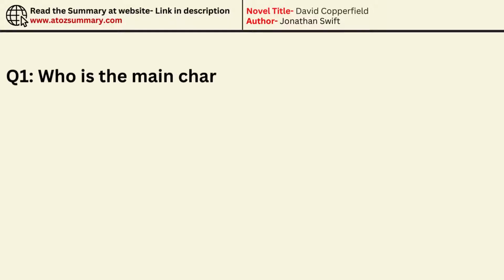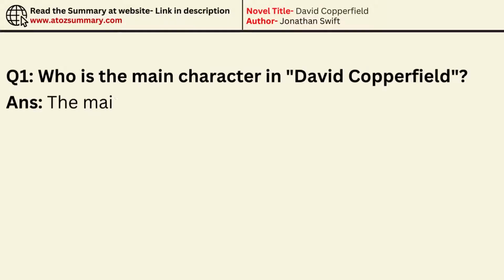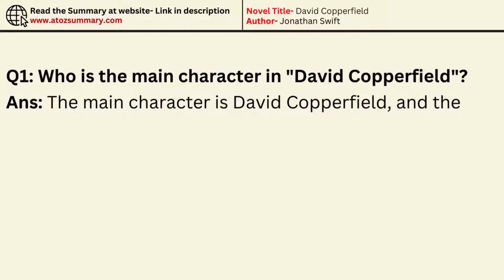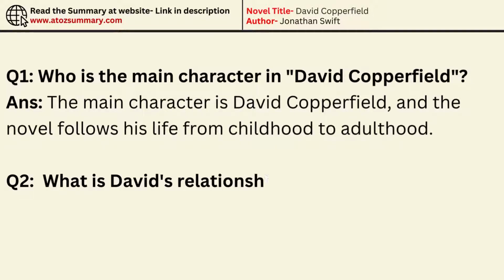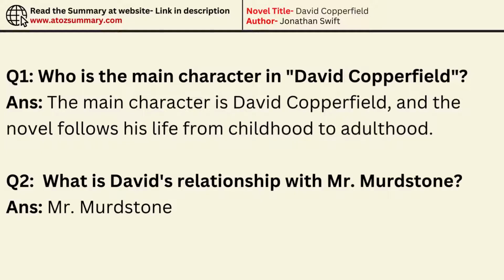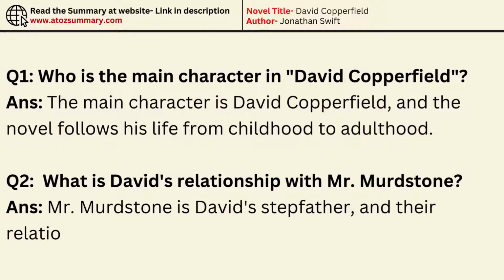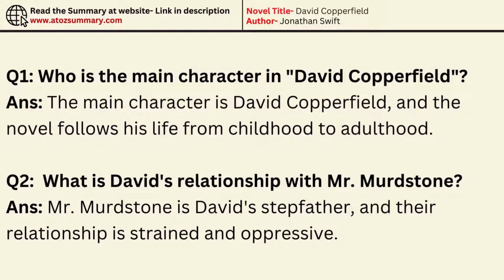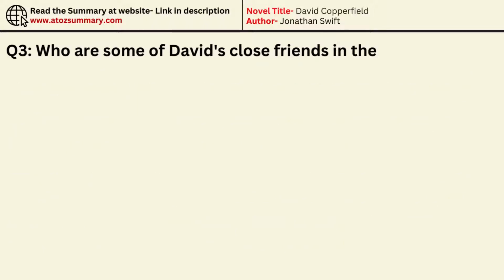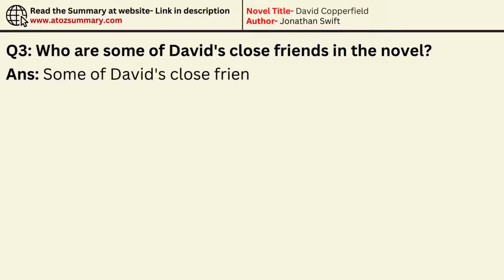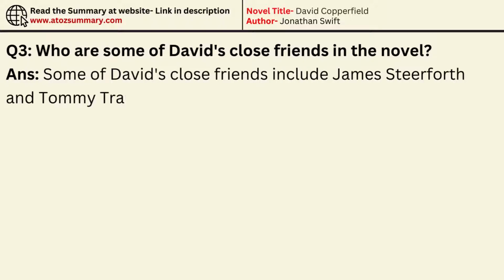Who is the main character in David Copperfield? The main character is David Copperfield, and the novel follows his life from childhood to adulthood. What is David's relationship with Mr. Murdstone? Mr. Murdstone is David's stepfather, and their relationship is strained and oppressive. Who are some of David's close friends in the novel? Some of David's close friends include James Steerforth and Tommy Traddles.